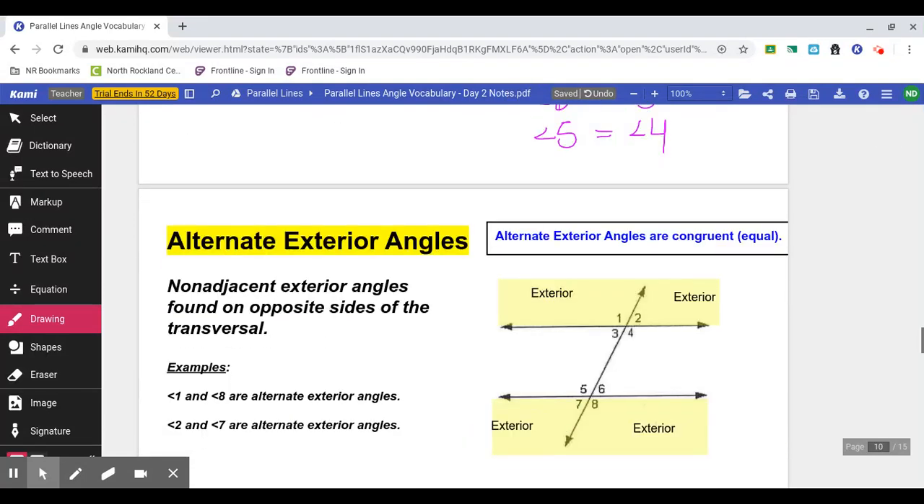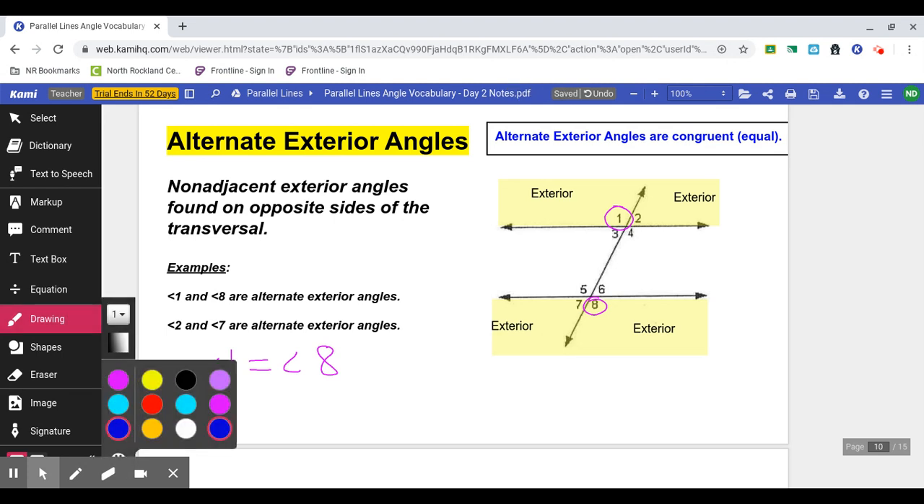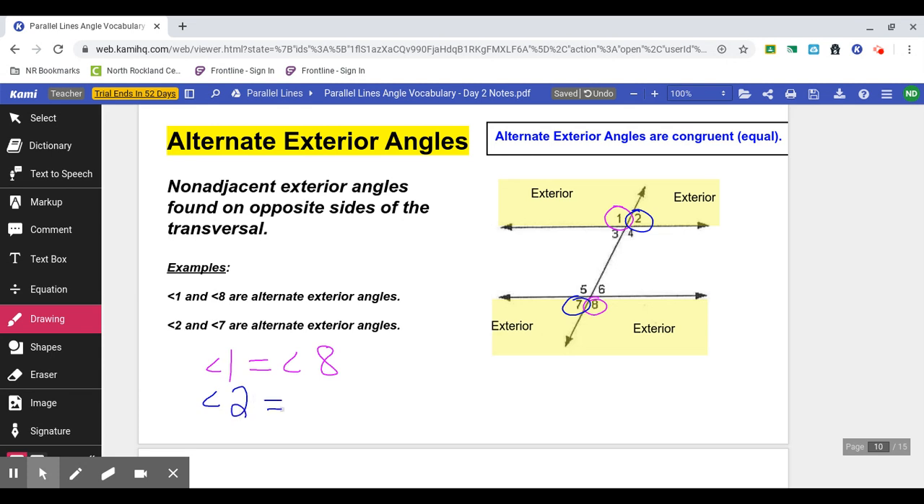Okay. Next is alternate exterior angles. Alternate exterior angles are on the exterior or the outside of those parallel lines, and they're still on opposite sides of the transversal. So angle 1 and angle 8 are alternate exterior angles, which means angle 1 is also equal to angle 8. Okay, then we have angle 2 and angle 7. Angle 2 and angle 7 are alternate exterior angles, which means angle 2 is equal to angle 7.